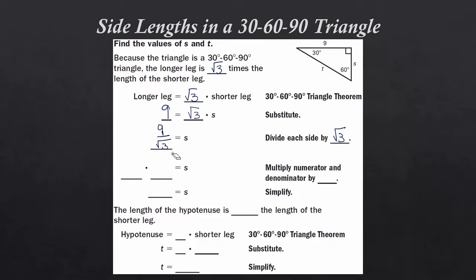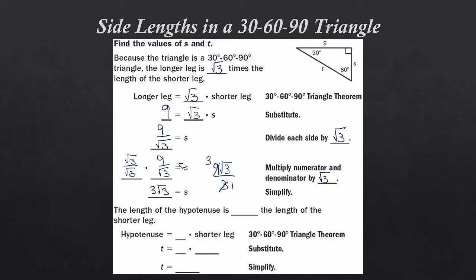I am not allowed to have a radical in the bottom of a fraction, so I need to rationalize this fraction. To rationalize, I multiply the numerator and denominator by square root of 3. From here I can simplify. 9 times square root of 3 is 9 square root of 3. Square root of 3 times square root of 3 is square root of 9, which simplifies to 3. I can simplify my 9 and 3: 9 divided by 3 is 3, and 3 divided by 3 is 1. I'm left with 3 square root of 3 as the measure of my short side of the triangle.